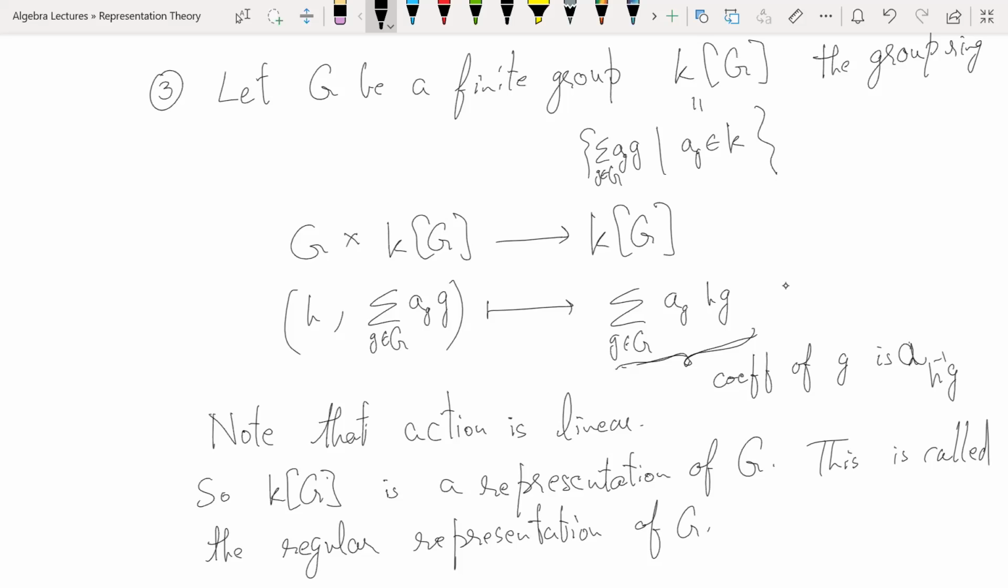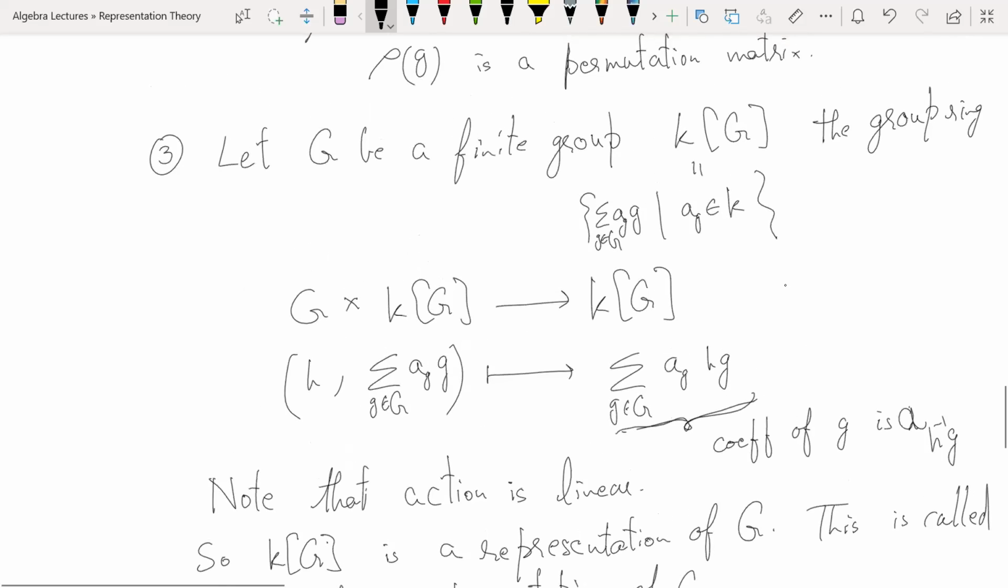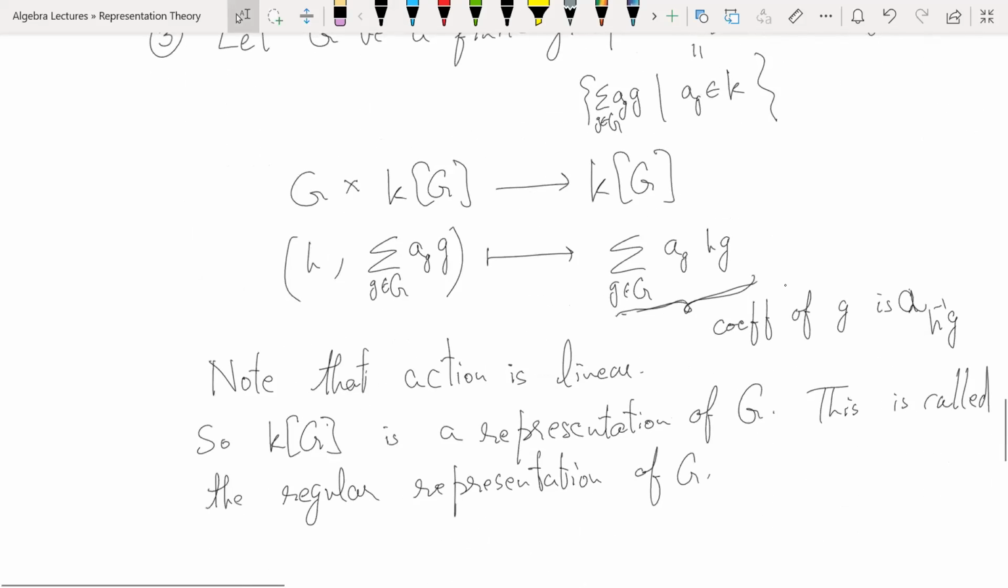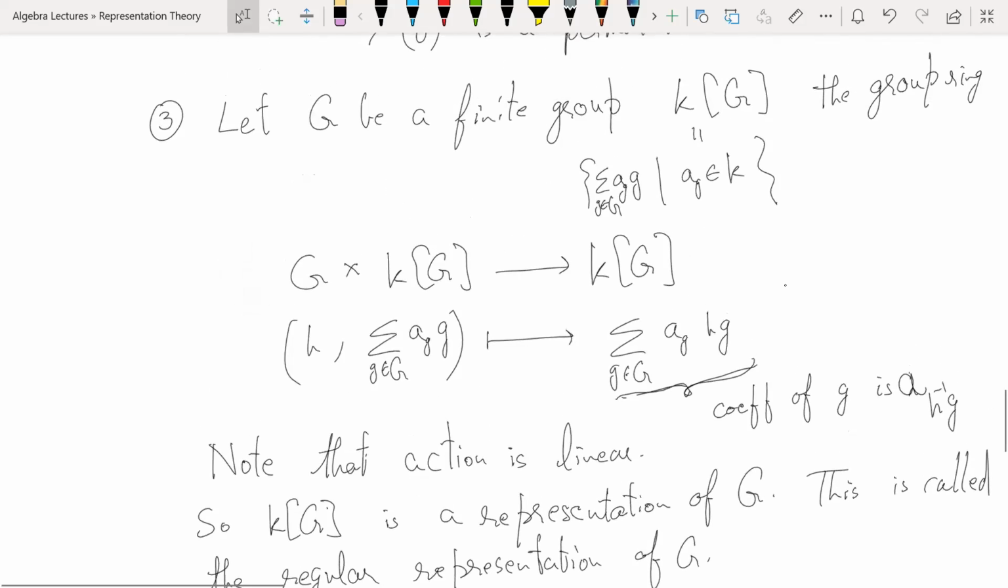In some sense, every reasonable, what is called an irreducible representation of G is sort of a sub-representation of the regular representation. So we'll study this regular representation in more detail. What is the dimension of KG? It is the order of the group. So it's a high dimensional representation.